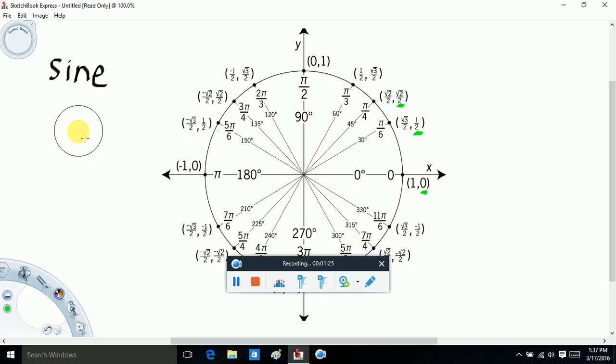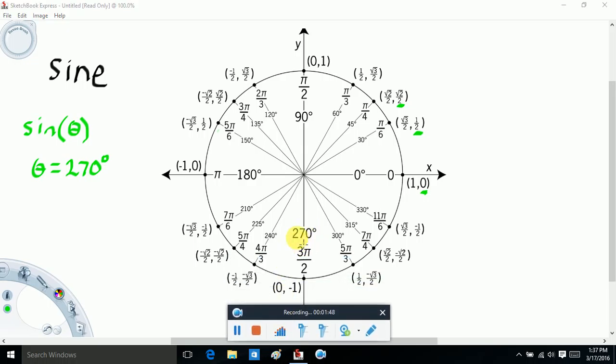So another example is what is the value of sine of theta for theta equals 270 degrees. So we just look in the unit circle, find 270 degrees, and the y coordinate is going to be -1. So sine of theta is -1.